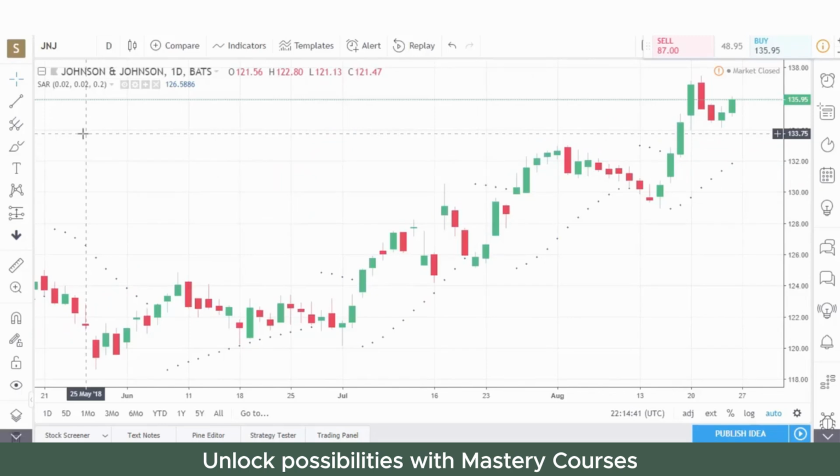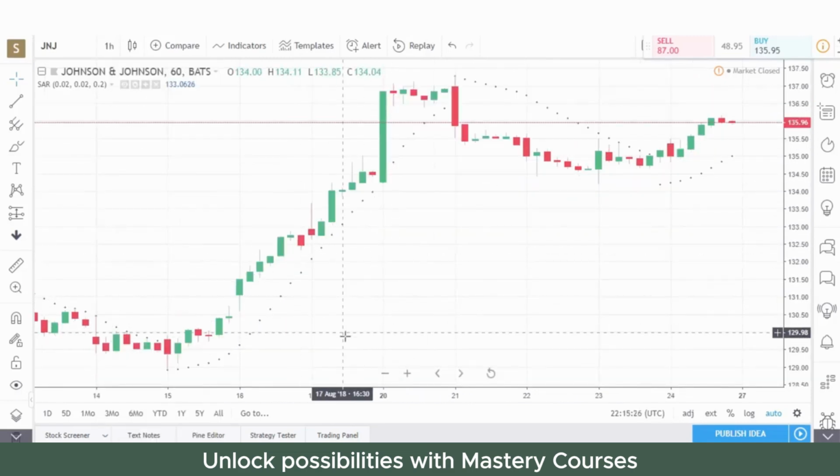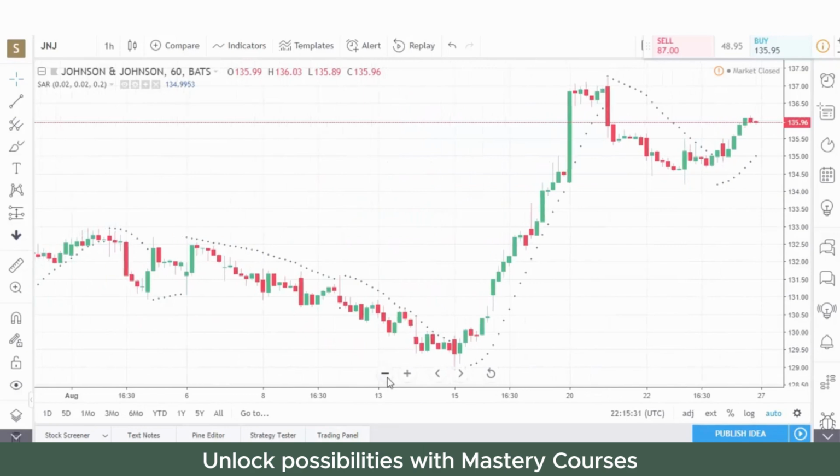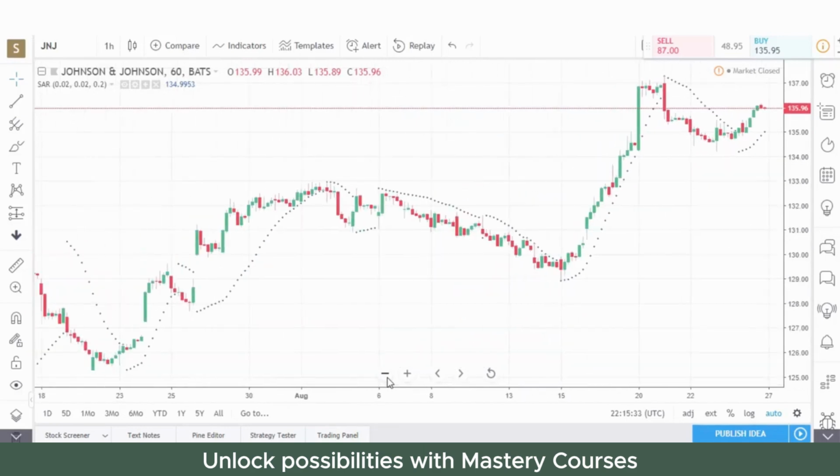So let's take a look at Johnson & Johnson, which has been in a bullish trend for the past few months, given our daily chart. Again, we'll be trading on an hourly basis, but we're going to start with the daily chart. We see the uptrend here. So let's take a look at our hourly chart. We're going to pull back, give us a few days of trading time here.